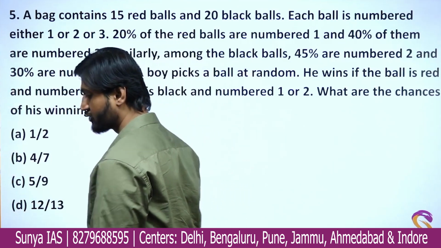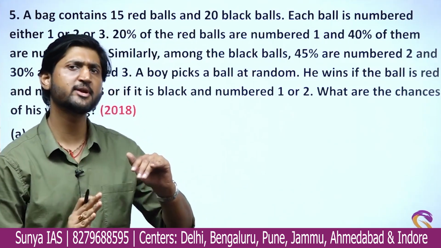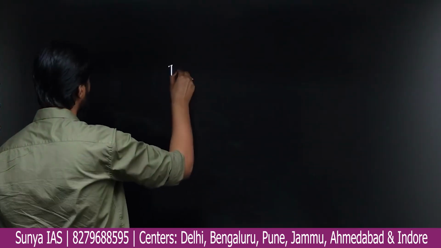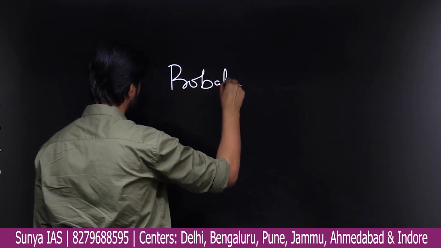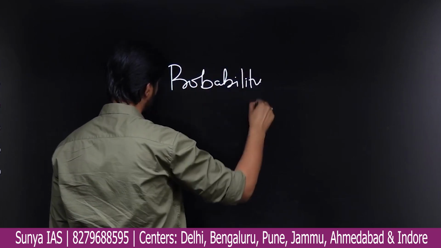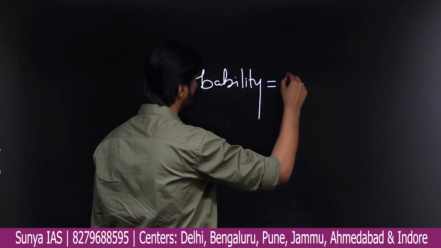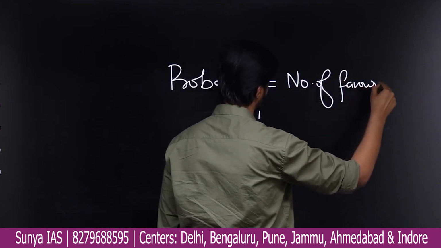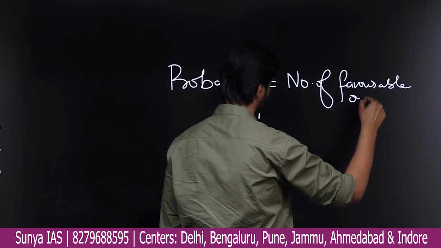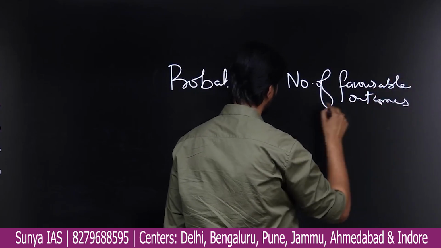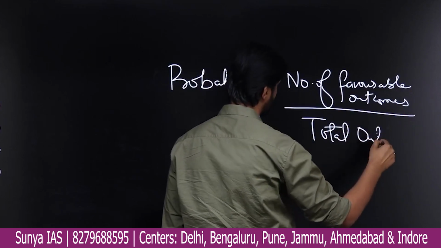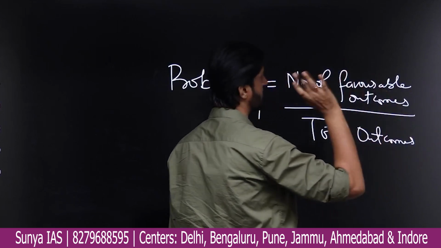And now we have the topic of probability. See, probability is a very easy concept. There is no formula, there is nothing, just a basic idea that we have to understand, that probability is nothing but the number of favorable outcomes divided by total outcomes. This is nothing but the idea of probability.